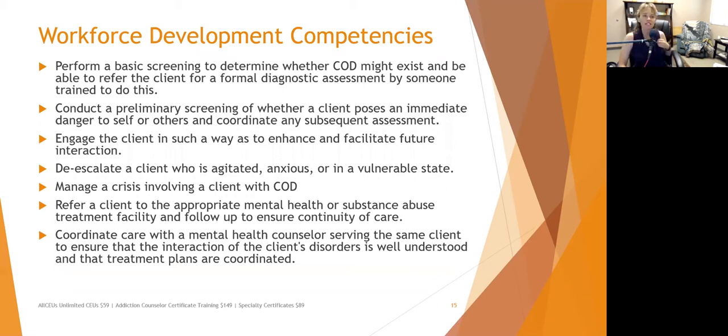So don't just send them to crisis stabilization or detox and go, good luck, I'll see you if you come back. You want to follow up the next day to make sure that they got there and everything's going well. Goes a long way to enhancing engagement and helping the client feel like they're important, which gets them involved in treatment. And you need to coordinate care with mental health counselors serving the same clients to ensure that the interaction of the client's disorders is well understood and treatment plans are coordinated.